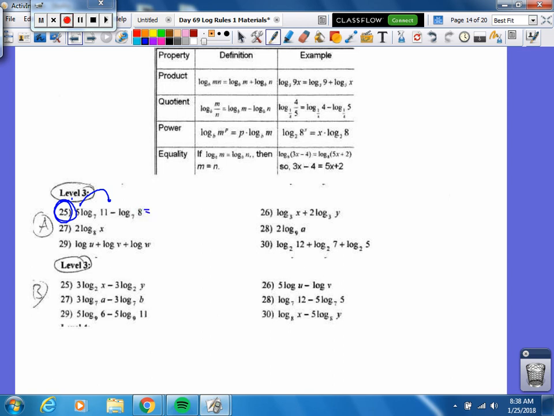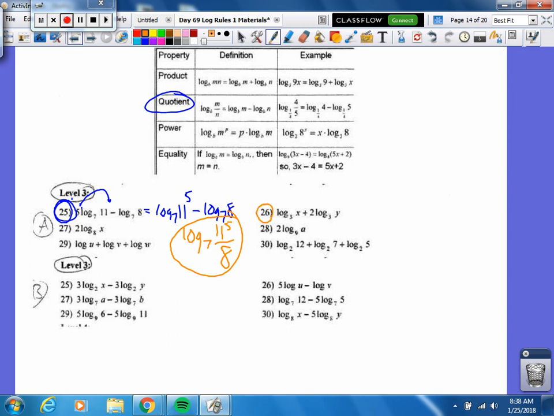So I'm going to rewrite this. Check this out. Log base 7 of 11 to the 5th. You see how the 5 went up here? That would be the power rule. Minus, I'm just going to copy it down, log base 7 of 8. Okay. Now I'm going to use the quotient rule. Check it out. Log base 7 of 11 to the 5th, whatever that is, that's a big number, over 8. Got it. There you go. Okay, let's try one more.